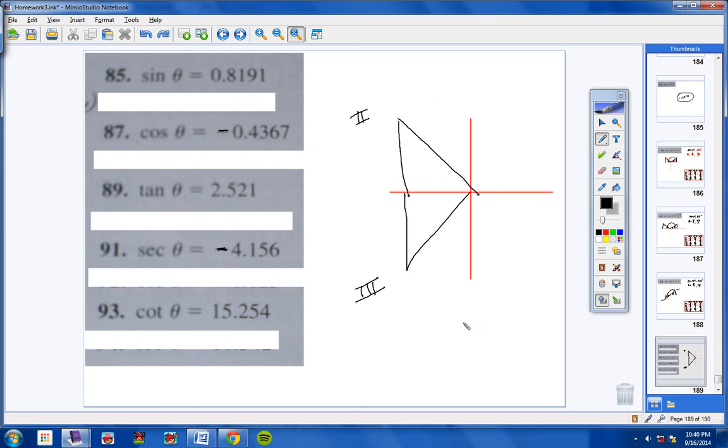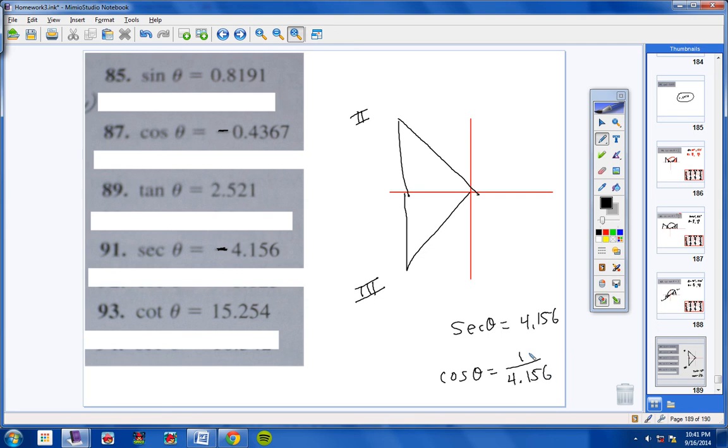So if I want to know this, secant of some angle gives me 4.156. Do you remember what to do? There's no secant button on your calculator. So we're going to use cosine, which is the reciprocal of secant. But you have to flip 4.156, so it's 1 over 4.156.